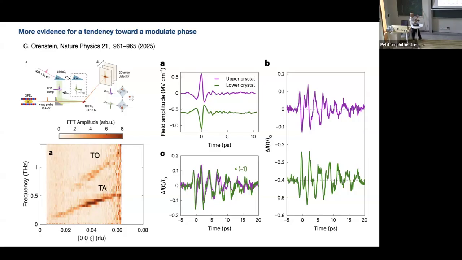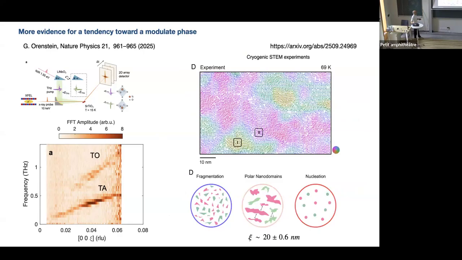But what I found great in this result is that they change the sign of the pulse, and they see a sign change of the strain response. So here, one can see that the TA mode has amplified intensity at 0.04. Yes, 0.04, exactly. It's the same. Maybe I will get to it, but the answer is yes, basically.